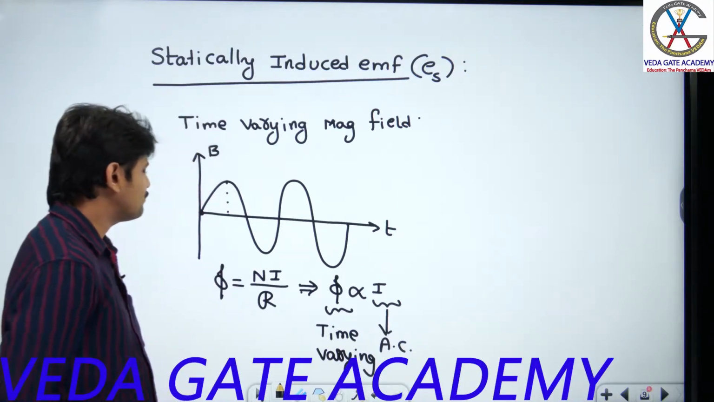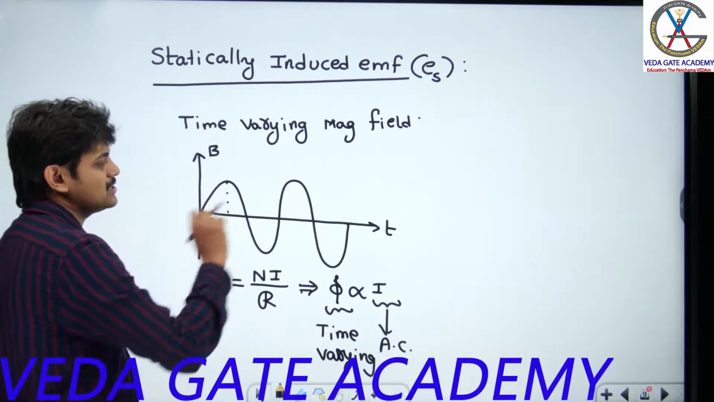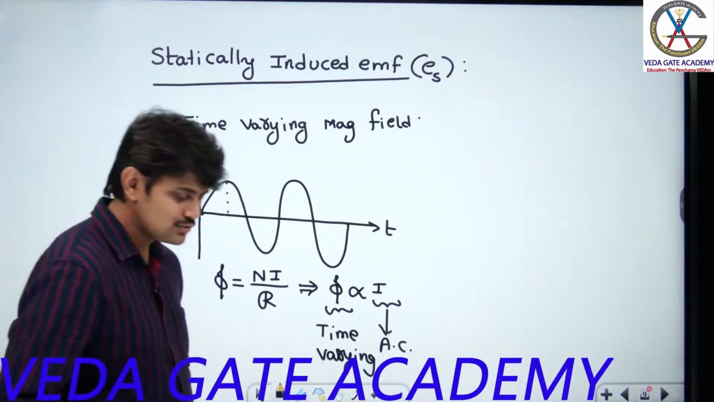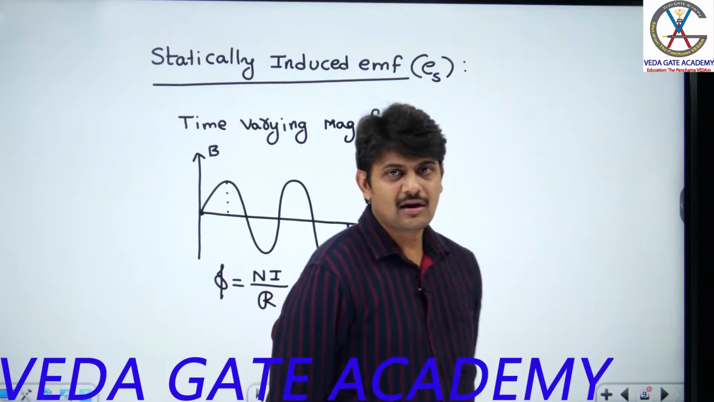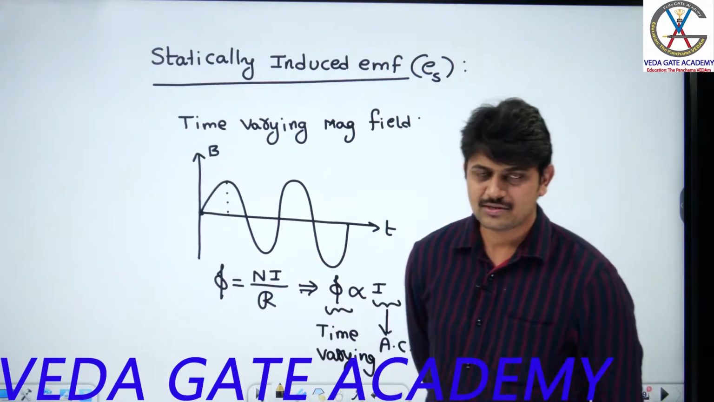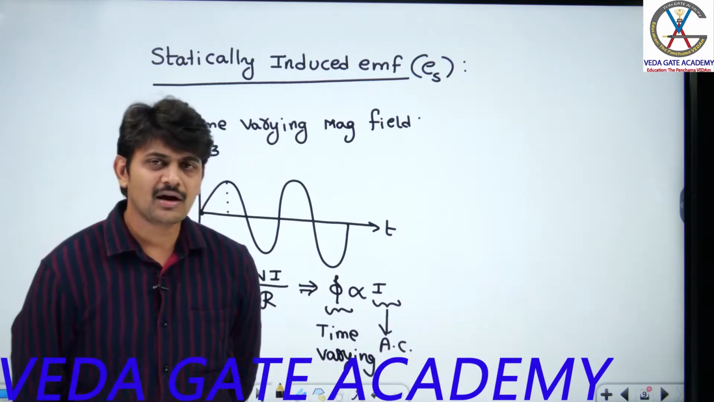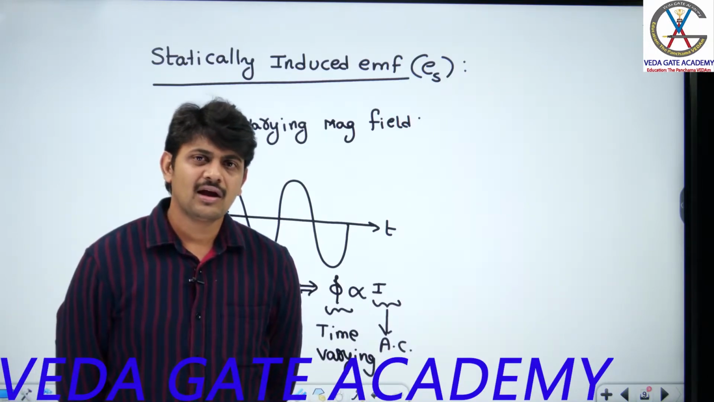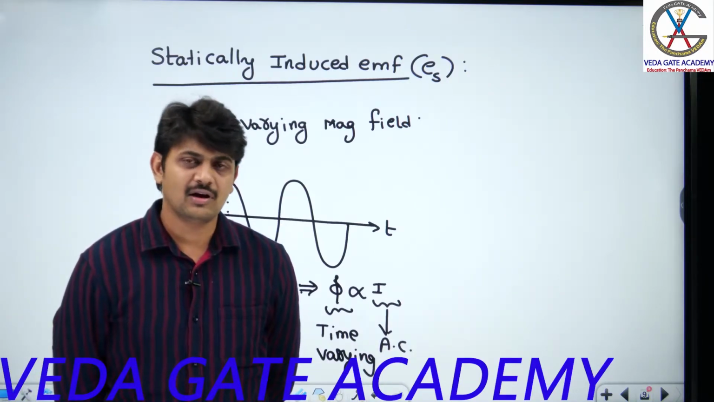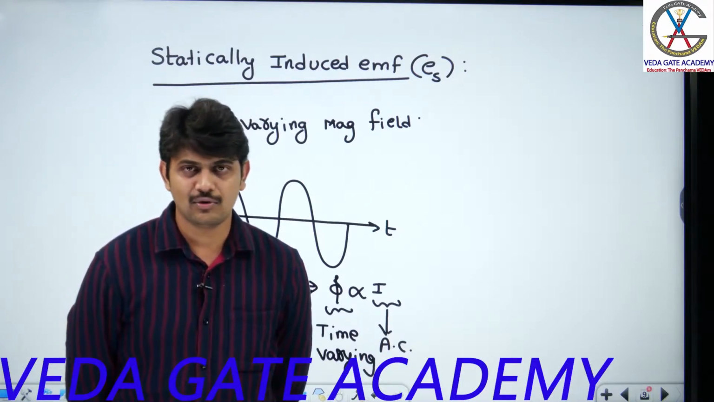Now the question is, why are we considering only the sinusoidal shape of the flux? Why can't we choose a triangular or rectangular shape of flux? We always choose sinusoidal flux because if you take a triangular or a rectangular shape of the flux, it contains harmonics.